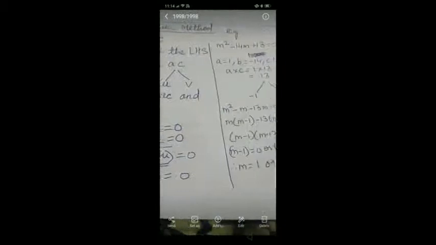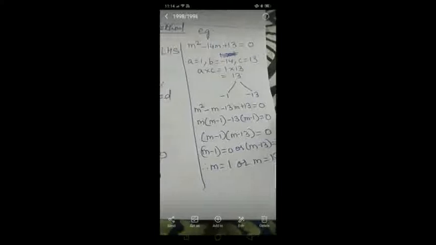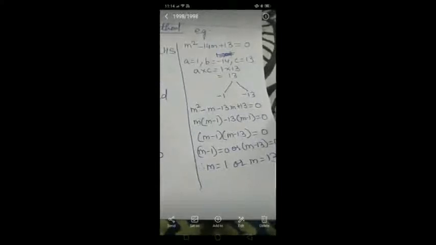Then multiply A into C. Now A is what? 1. C is what? 13. So multiply A by C. 1 by 13. What do I get? 13. Now I have to get two numbers such that if I multiply them, I should get 13. And if I add them, I should get B. What is B? Minus 14. So see this, minus 1 and minus 13. When I multiply both, I get plus 13. And when I add minus 1 plus minus 13, I get minus 14. So these are my factors.